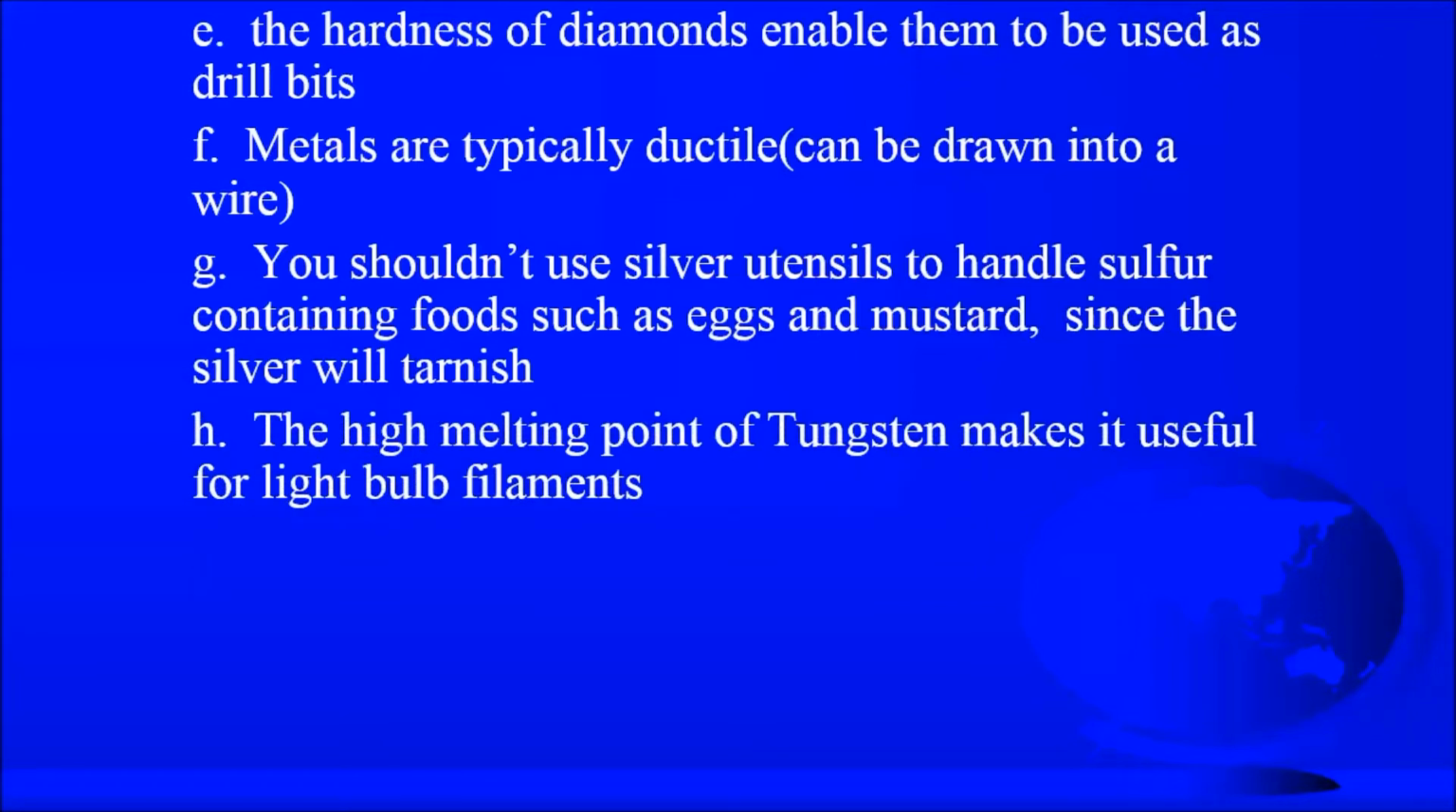High melting point of tungsten makes it useful for light bulb filaments. Spencer? Physical. Okay, so wow, it melts at a high temperature. Does that explain how it changes with something else?